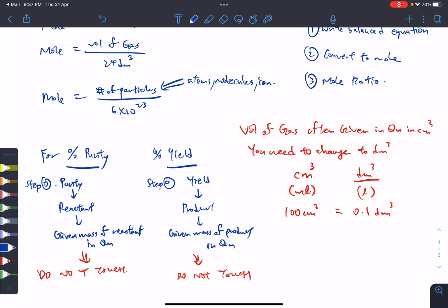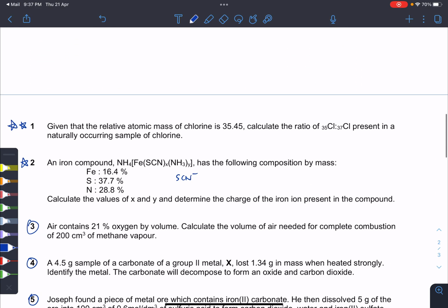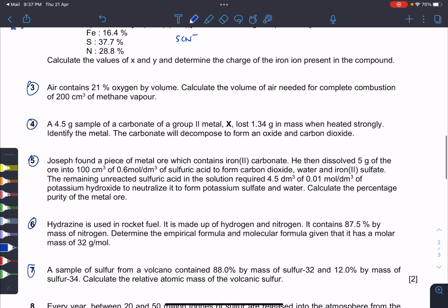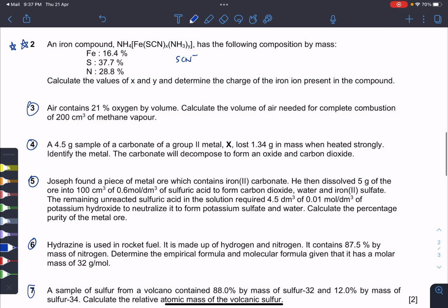So this is all I have for you at the start. This is the essential you need before we can go on and try the questions. So now let's try the questions. Question 1 I put, and question 2 I put 2 stars. It's a little bit more challenging, so perhaps you can try them later on at your own time. So I shall go through question 3 first. Let's take a look at question 3.